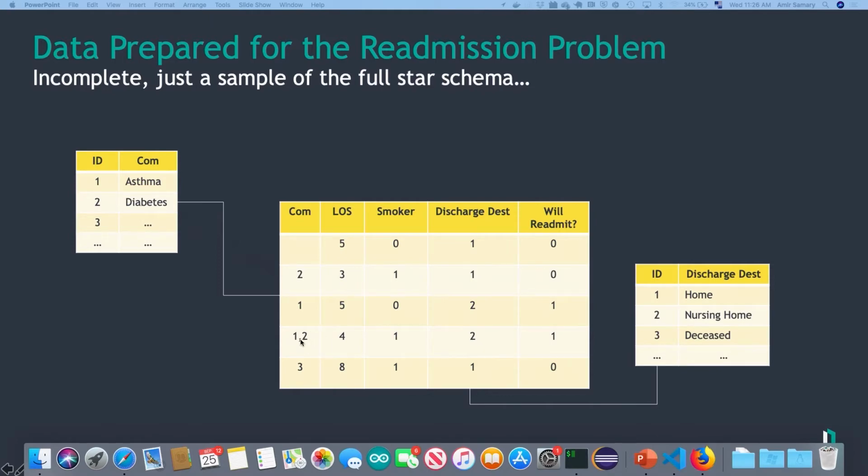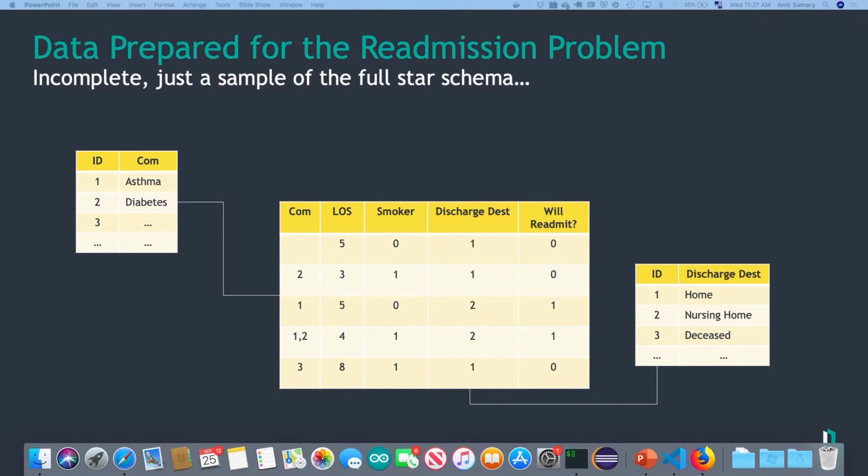You're not seeing my mouse, I'm sorry. But I'm looking at the first column, and the first row in the table at the center says the patient doesn't have any comorbidities. The second says the patient has comorbidity number 2, which means diabetes, if you look at the table on your left. And the fourth patient has 2 comorbidities. The 1 and 2, it's asthma and diabetes.